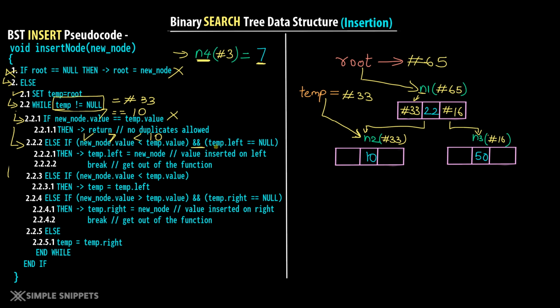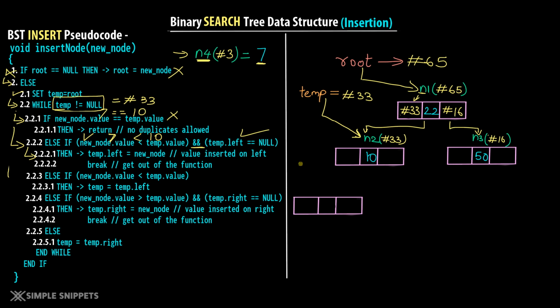And now we say temp.left. Temp is pointing to n2. So when I say temp.left, it means n2.left. What is there as the left of n2? Nothing, which means it is null. So even this condition becomes true. So now we will go inside this 2.2.1 and we say temp.left, which means n2.left equals this new node.